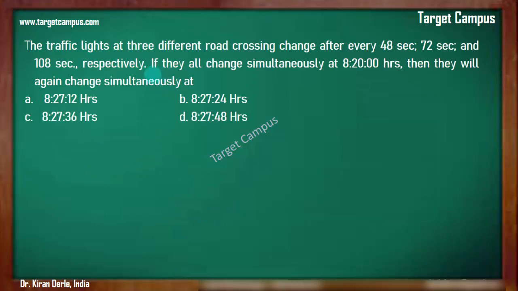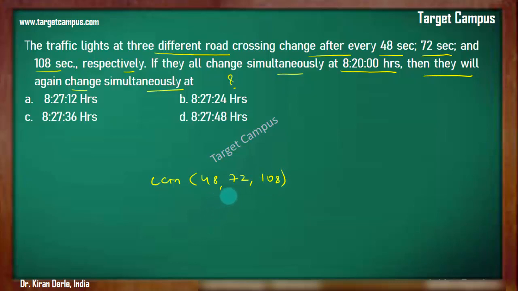The traffic lights at three different road crossings change after every 48 seconds, 72 and 108 seconds respectively. If they all change simultaneously at 8:20 hours, then they will again change simultaneously at what time? Again, it is the LCM of time taken, that is the LCM of 48, 72 and 108. So we have to calculate the LCM of this.